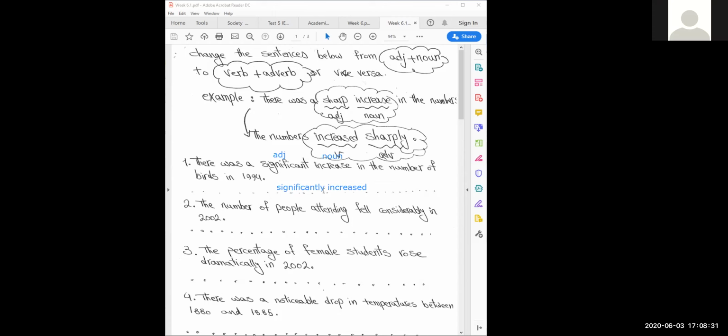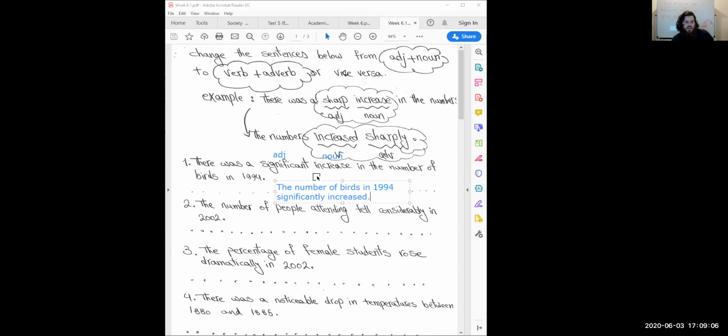So, could I ask you, E, what was it that significantly increased? It says here something significantly increased. What significantly increased? The number. Great. The number of birds. Great. So the number of birds in 1994 significantly increased. Excellent.